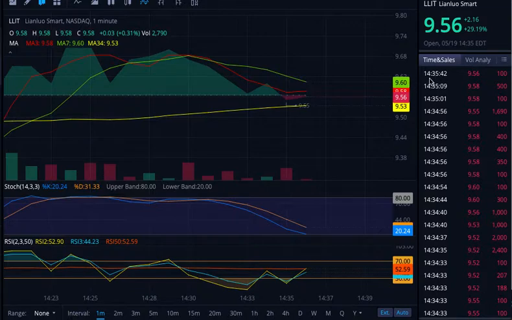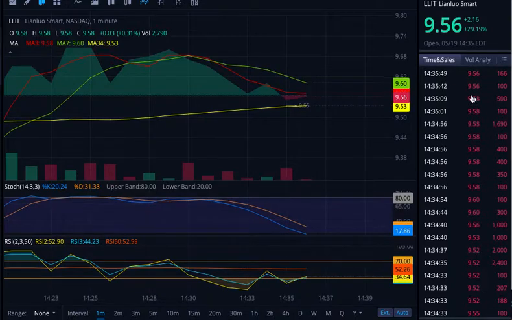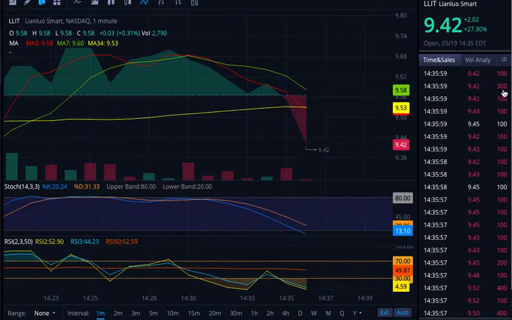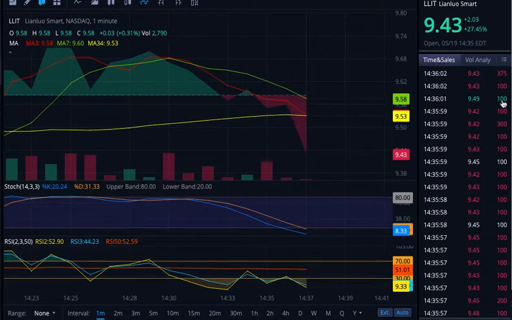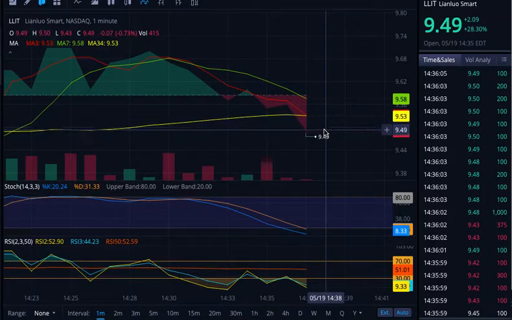You notice there's a time, 14:35 and 42 seconds. You see there's a lot of red numbers here. A lot of red numbers. This is the price in the middle, and this is the quantity of shares. Now you see that they're all green. See, they're all green.